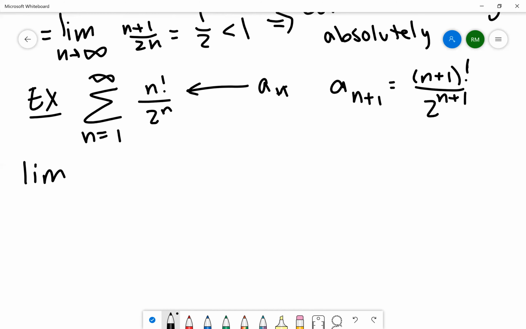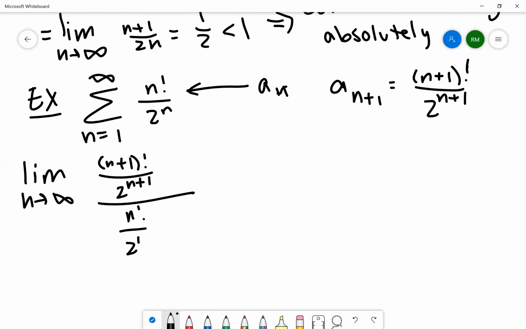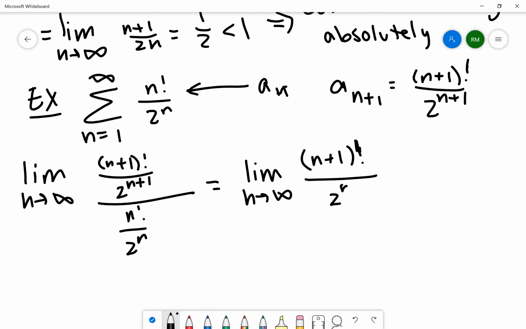So in order to use the ratio test, we take the limit of n plus 1 factorial over 2 to the n plus 1 all over n factorial over 2 to the n. So that's a little messy, but let me write it in a way that is a little more clear. We have n plus 1 factorial over 2 to the n plus 1 times 2 to the n over n factorial.